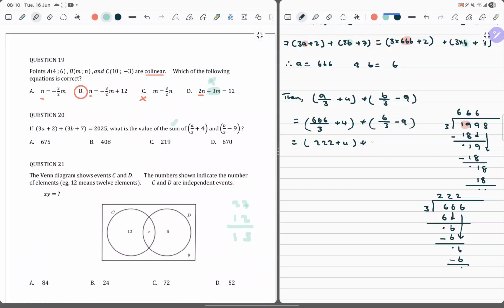Now, plus 6 divided by 3 is 2 minus 9. So this is now 222 plus 4 plus 2 minus 9. So this is 228 minus 9. 228 minus 9 is, 19 minus 9 is 10, so this is going to be 219.